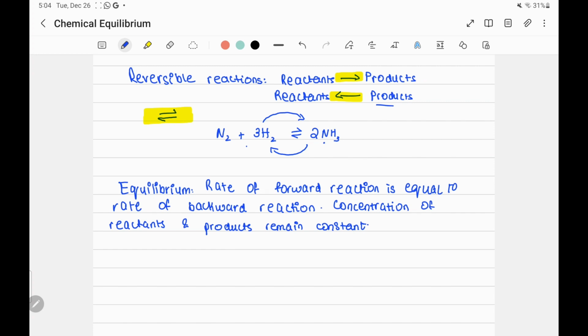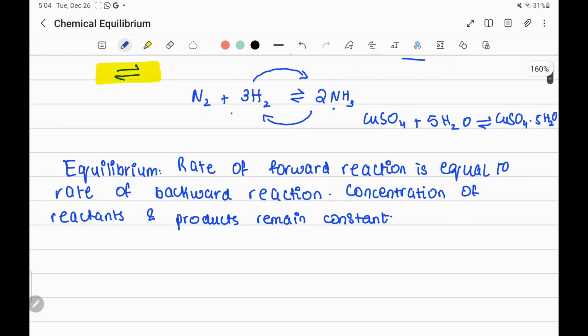Another example would be the formation of the blue crystals by copper sulfate. These are blue crystals. Now here, when you add water, you get crystals. If you dehydrate it, if you apply heat, the water evaporates, then you will no longer have crystals. You will have copper sulfate and you will have evaporated water. Therefore, the reaction is reversible.